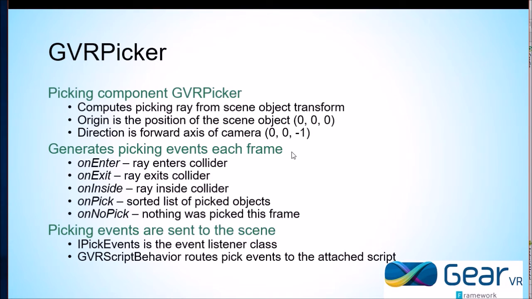And for each collider that you have that the ray is colliding with, you get on-enter as soon as the ray enters the collider. It'll continue to give you on-inside events as long as the ray is inside that collider. And then just as it exits, it gives you an on-exit event. And you'll get these events for every collider. So if the ray penetrates more than one, then you could get more than one of these events.